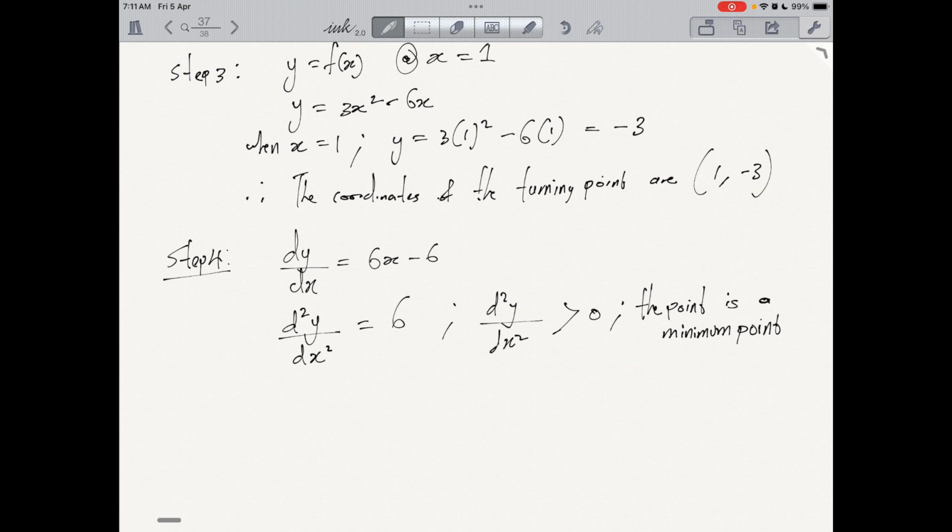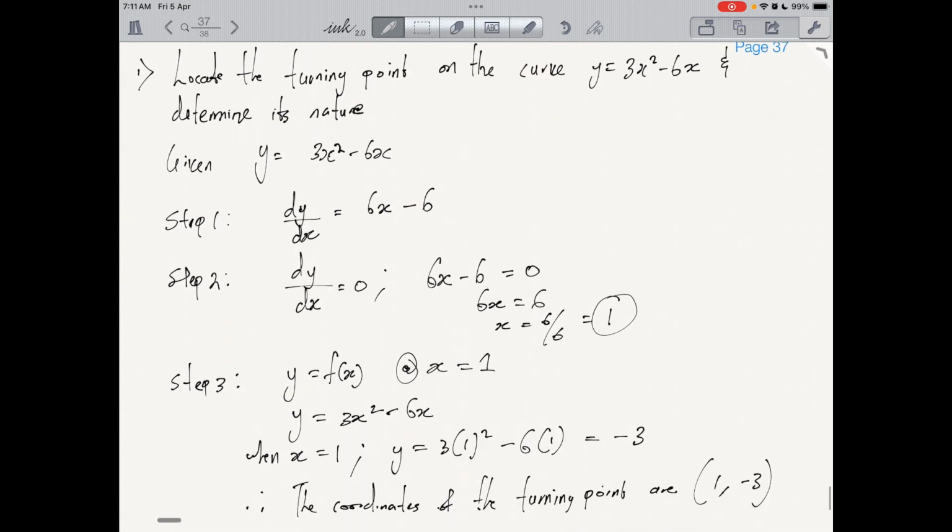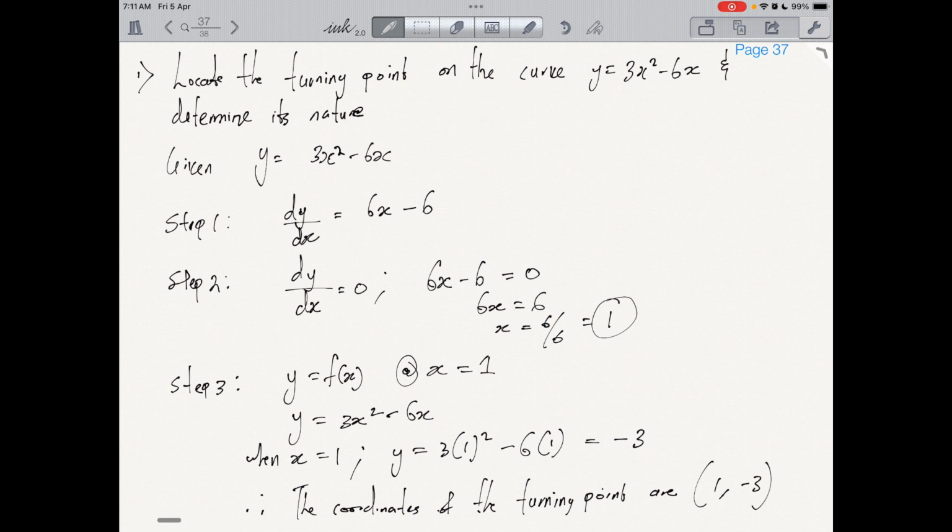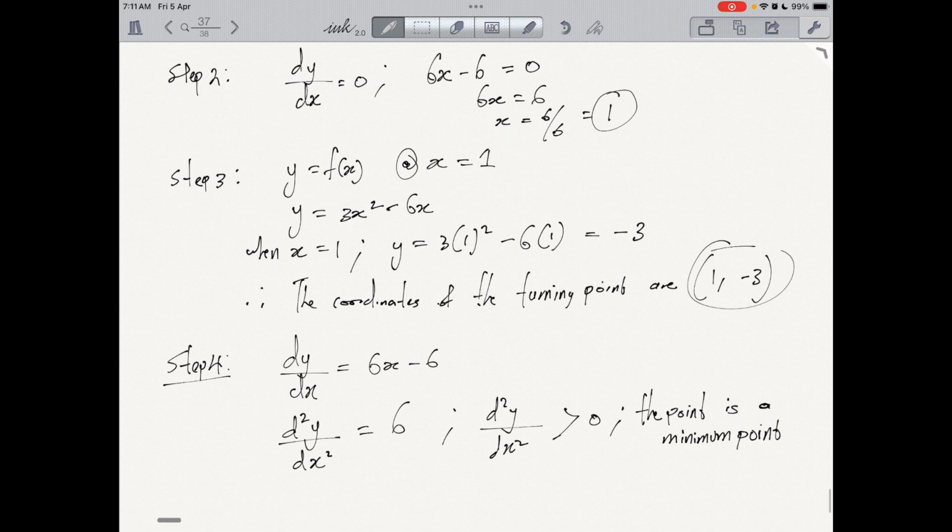Now, from this question, we have been able to locate the turning point. The turning point is (1, -3), and the nature is that it is a minimum point. Let's take a look at another example.